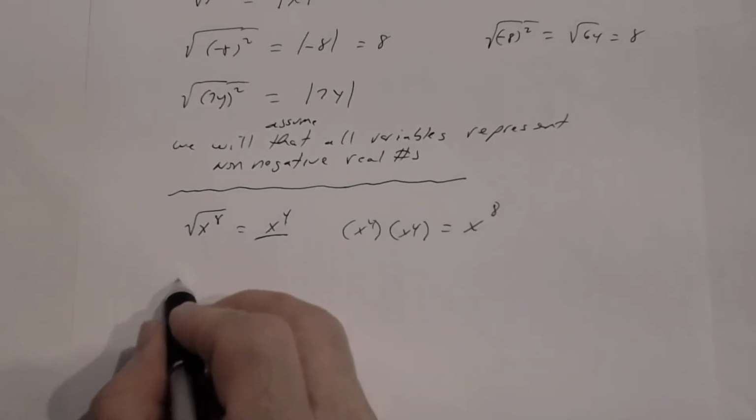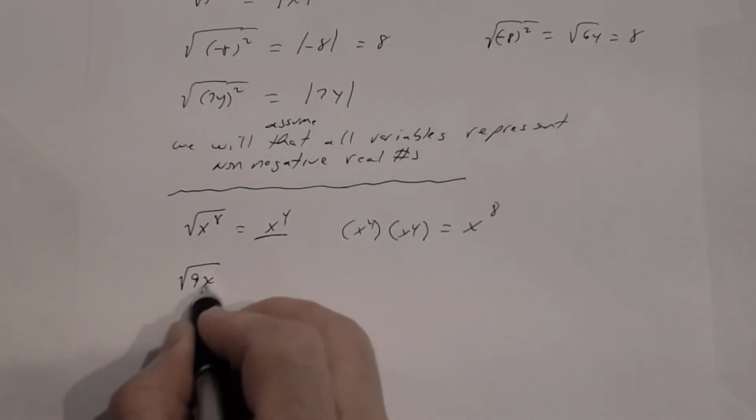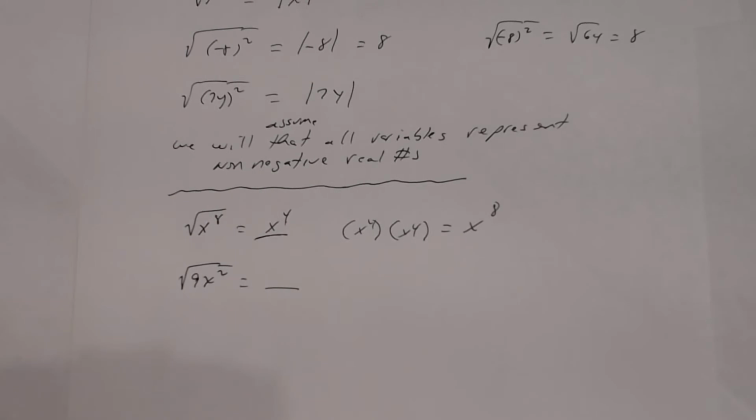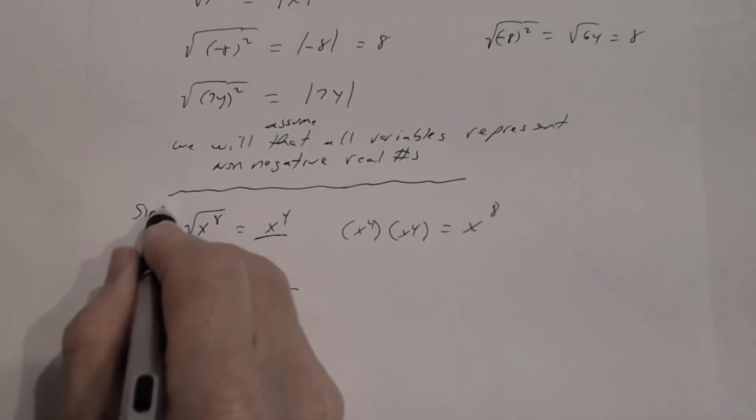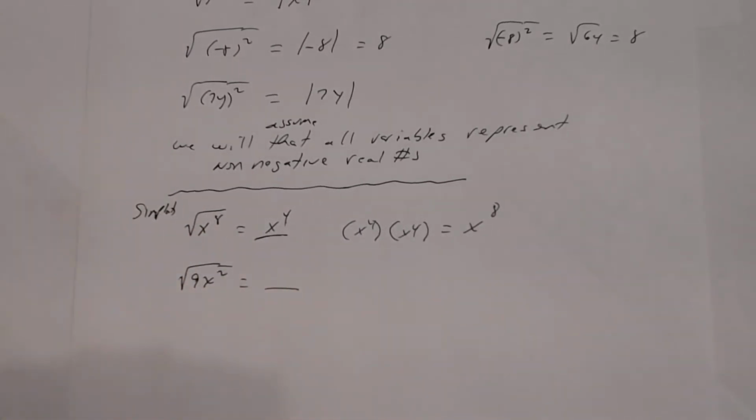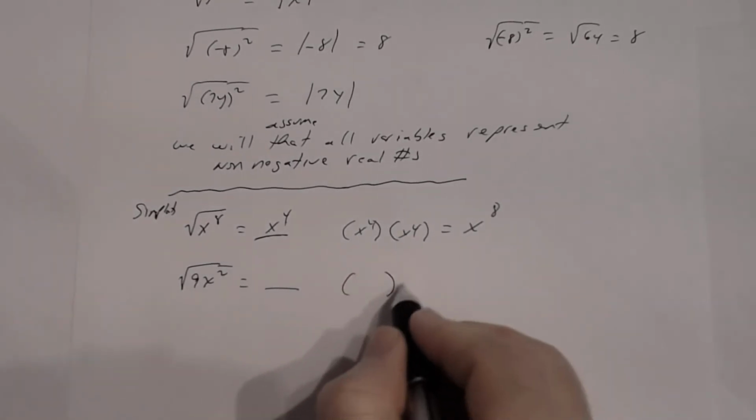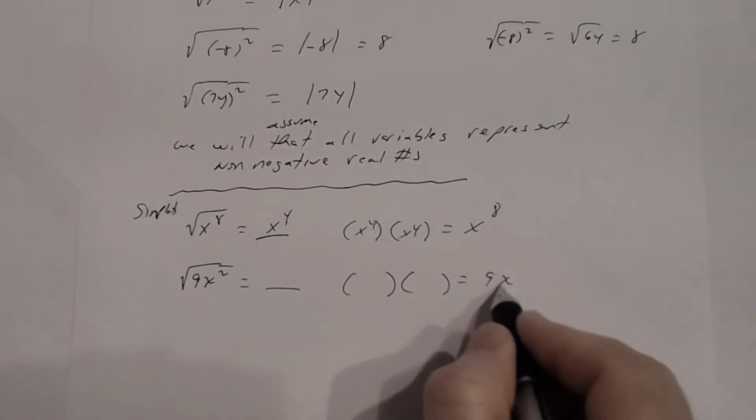Okay, so what about this though? What about the square root of 9x squared? What do you think that's equal to if I simplify this? So basically, what expression times itself is 9x squared?